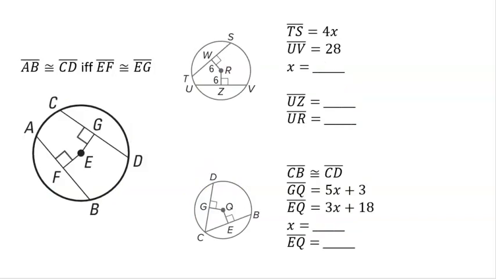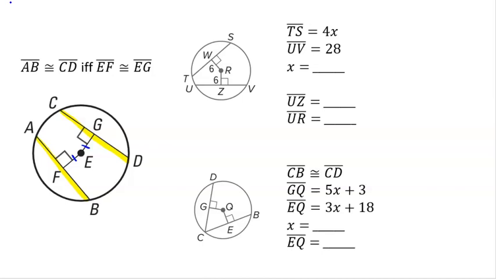For the last theorem that we're going to look at for arcs and chords, it says if AB is congruent to CD, so if both of my chords are congruent, then EF and EG, which are these two perpendicular segments here, are also going to be congruent. And then it also goes the other way. If these two pieces are congruent, then I know that those chords are also congruent if they're perpendicular like this.